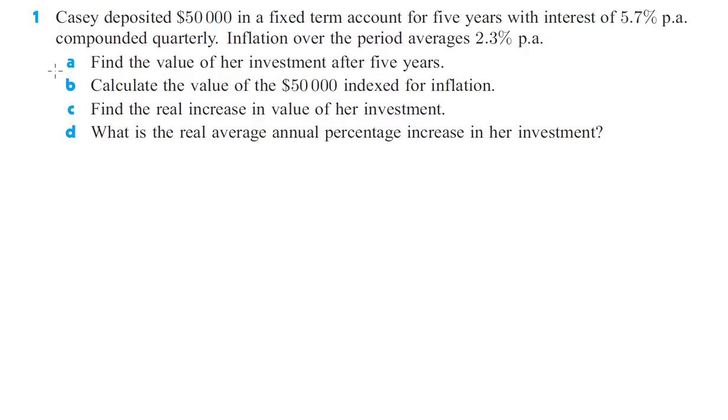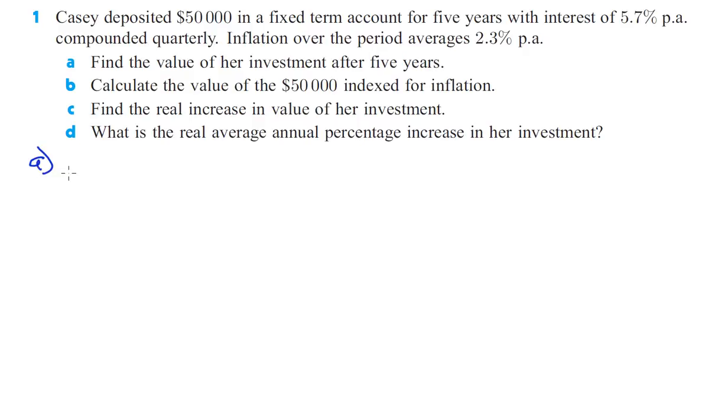All right, number one. Casey deposited $50,000 in a fixed term account for 5 years with interest of 5.7% per annum, compounded quarterly. Inflation over the period averages 2.3% per annum. Okay, so find the value of her investment after 5 years.